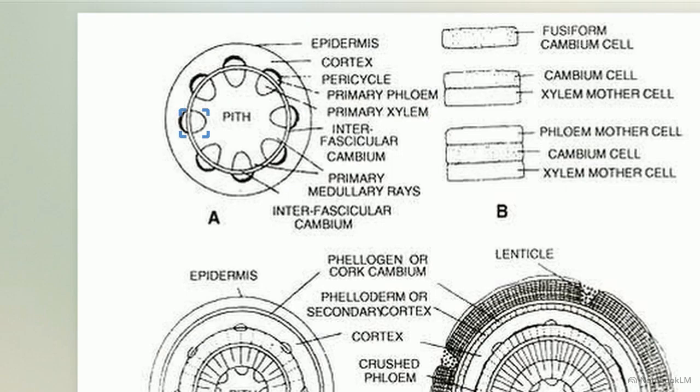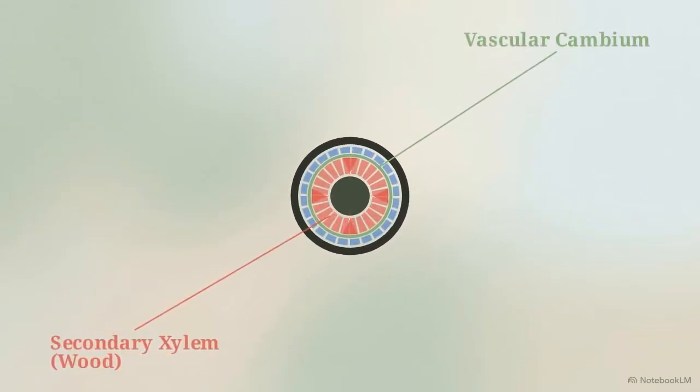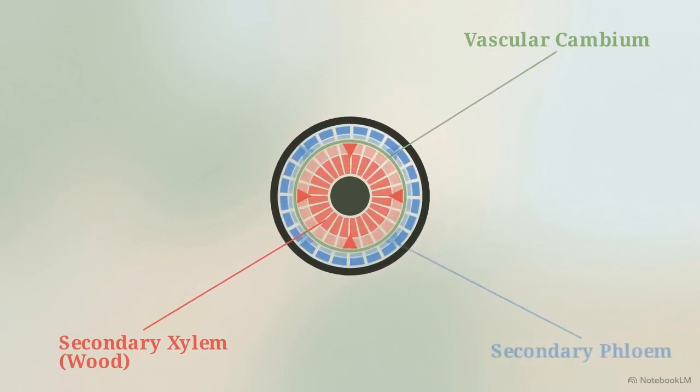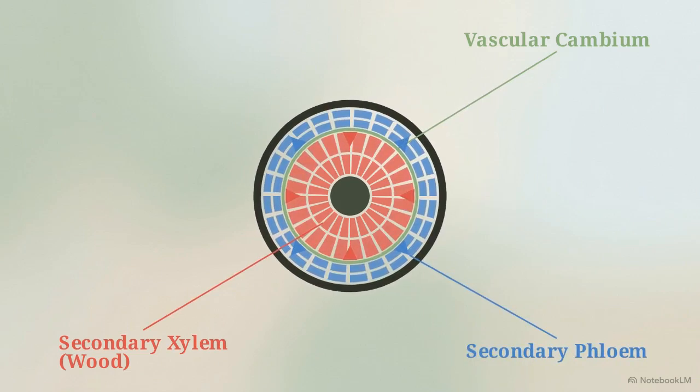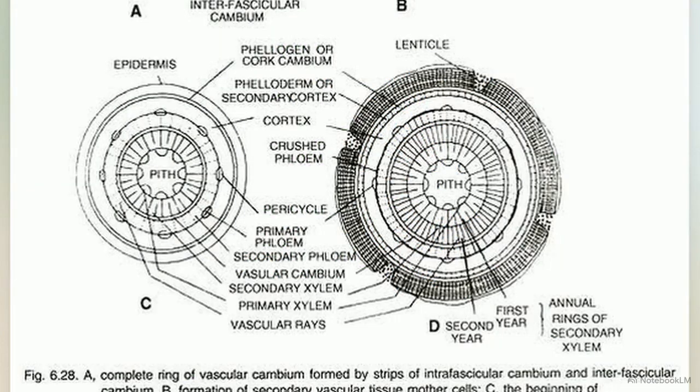These diagrams illustrate the first step of the process. Strips of fascicular cambium inside the bundles connect with newly formed interfascicular cambium to create a continuous solid ring. This fascicular cambium then rapidly divides, pushing secondary xylem, which we call wood, towards the inside and secondary phloem towards the outside.